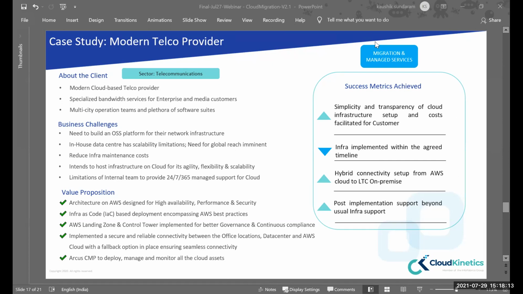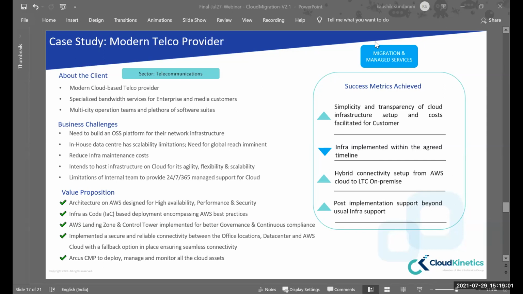Adding to that, there was a need for good connectivity within their teams as well: office locations, data centers, etc. Because the support team is the backbone of their entire product. So secure, reliable VPN connectivity was established between their office network, data center, and AWS cloud. And keeping the importance of this connectivity in mind, a fallback option was also provisioned to ensure seamless connectivity. Post the migration and go live, the Arcus cloud management platform was also enabled for them. And the workloads running on AWS are completely managed and monitored by the Cloud Kinetics Managed Services team.